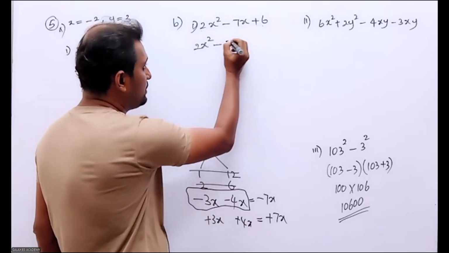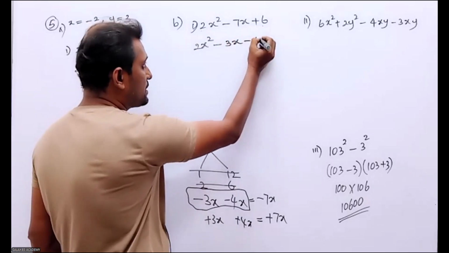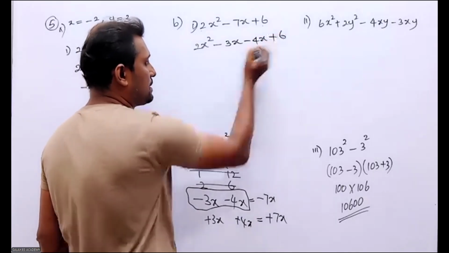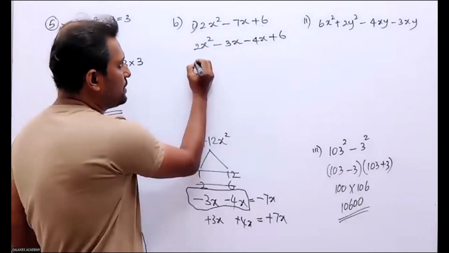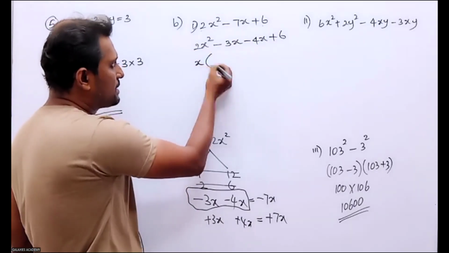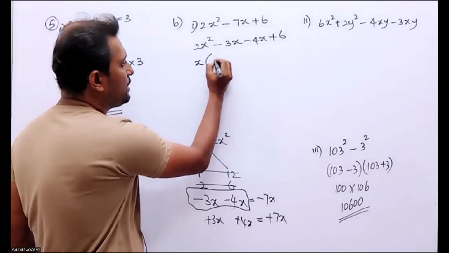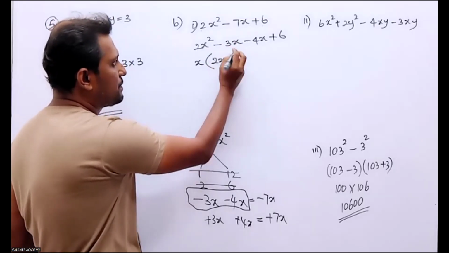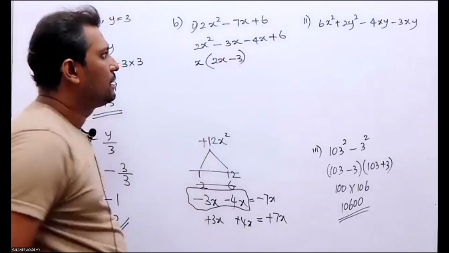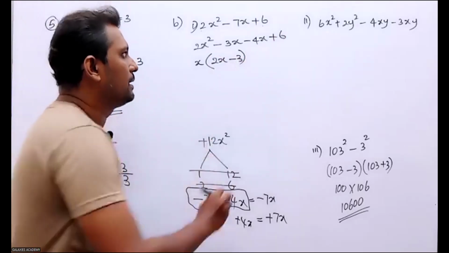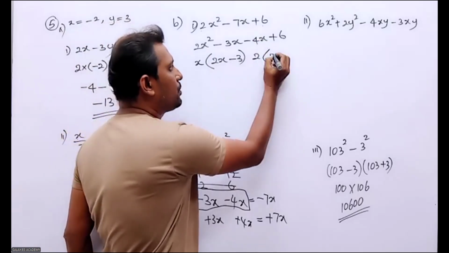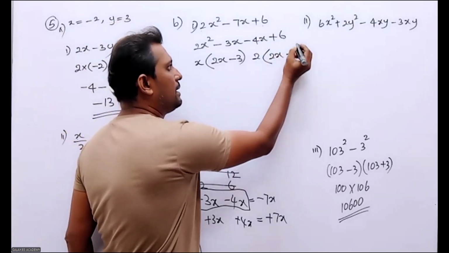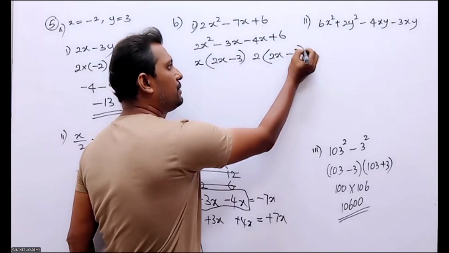Minus 3x minus 4x plus 6. Then you look at the first two terms, x common. So you can take x outside. Then from this one remaining 2x, this one minus 3. Look at these two, 2 is common. So 2 you can take outside the bracket. From this one remaining 2x minus, this one remaining 3.